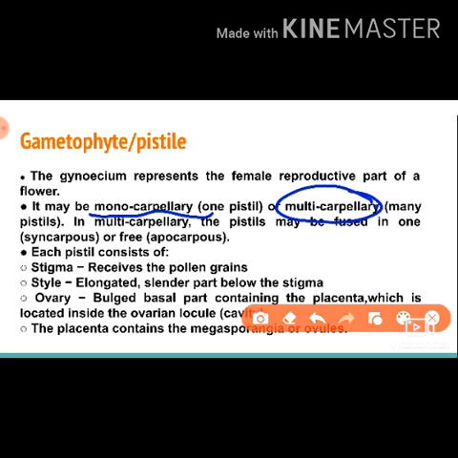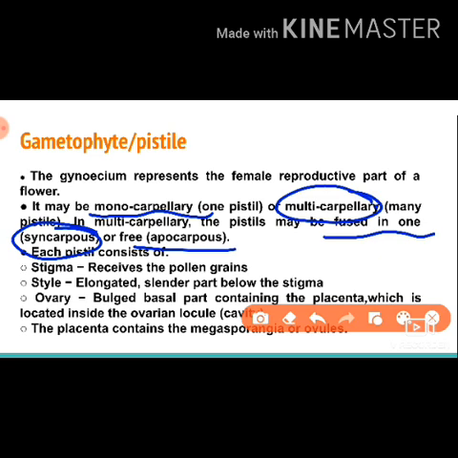And along with that, another term we know: in case of multicarpellary, sometimes the carpels are fused, and such a fused condition we call syncarpous. Please remember this word from first year. You already studied about syncarpous. If they are fused, it is syncarpous; if they are free, those are apocarpous.